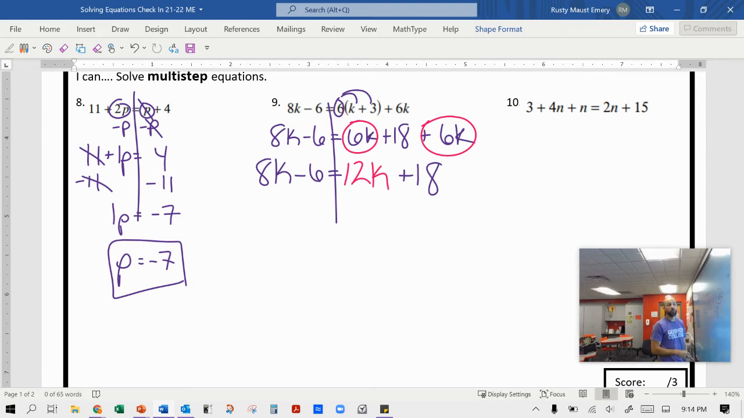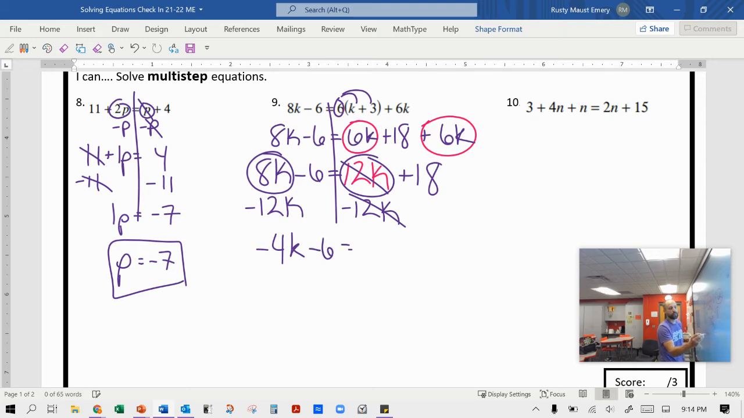And now I can move on to getting the variables on the same side. So moving the variables to the left, I'm moving them across the equal sign, which means I need to do the opposite. So subtract 12 on both sides. That gives me negative 4k minus 6 equals 18. And at this point, we're back to 2 steps. We need to add the 6 to both sides, right? So I'm adding 6. And then divide by negative 4.